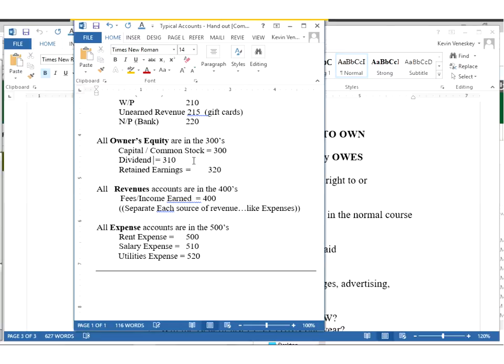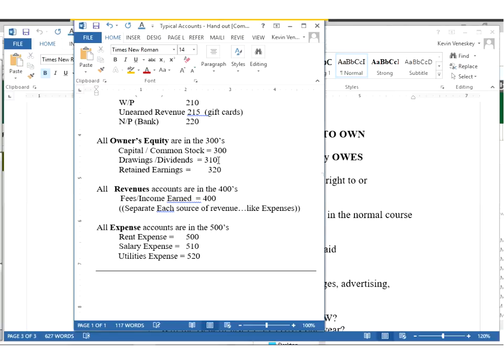And dividend, or I'm going to put this first, drawing. Dividend or drawings. This is what the owner has taken out. Just like if you were a stockholder in a corporation, you receive dividends for your investment. That's the corporation paying you, the owner. Same thing as if you're a sole proprietor. If you pay yourself, it's considered a drawing account. And that's going to actually reduce your owner's equity. We'll talk more about that in a minute.